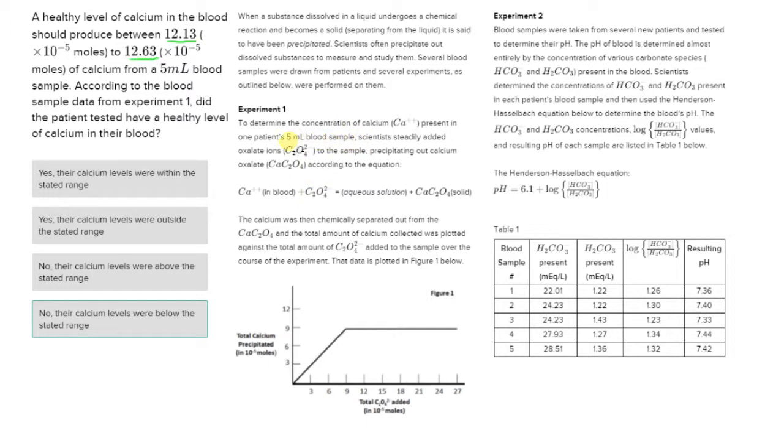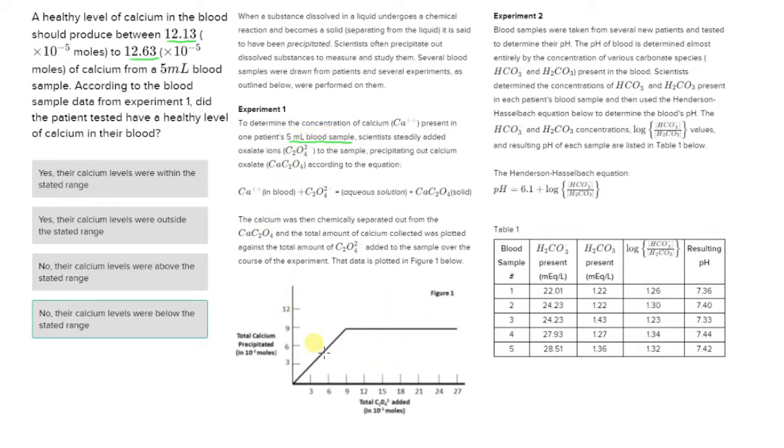So we see that in experiment 1, they took a 5 milliliter blood sample and precipitated out as much calcium as they could. You have to read this experiment to understand what's going on here. You can maybe figure it out without it, but it's a lot easier to comprehend if you read the experiment. And so what they're saying is that there should be between 12.13 and 12.63 times 10 to the negative fifth moles of calcium in the blood in this sample if it's healthy.